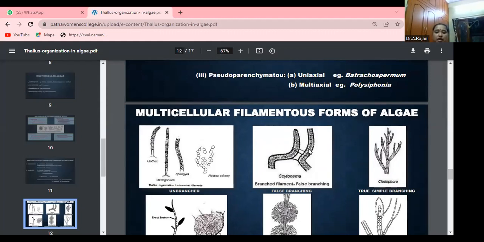Branching filament. Here, false branches. See the best example, Scytonema. These both are not true branches. These are the false branches. Which one is Cladophora? See, this one is false, this one has true branches. This is all the true branches of Cladophora.